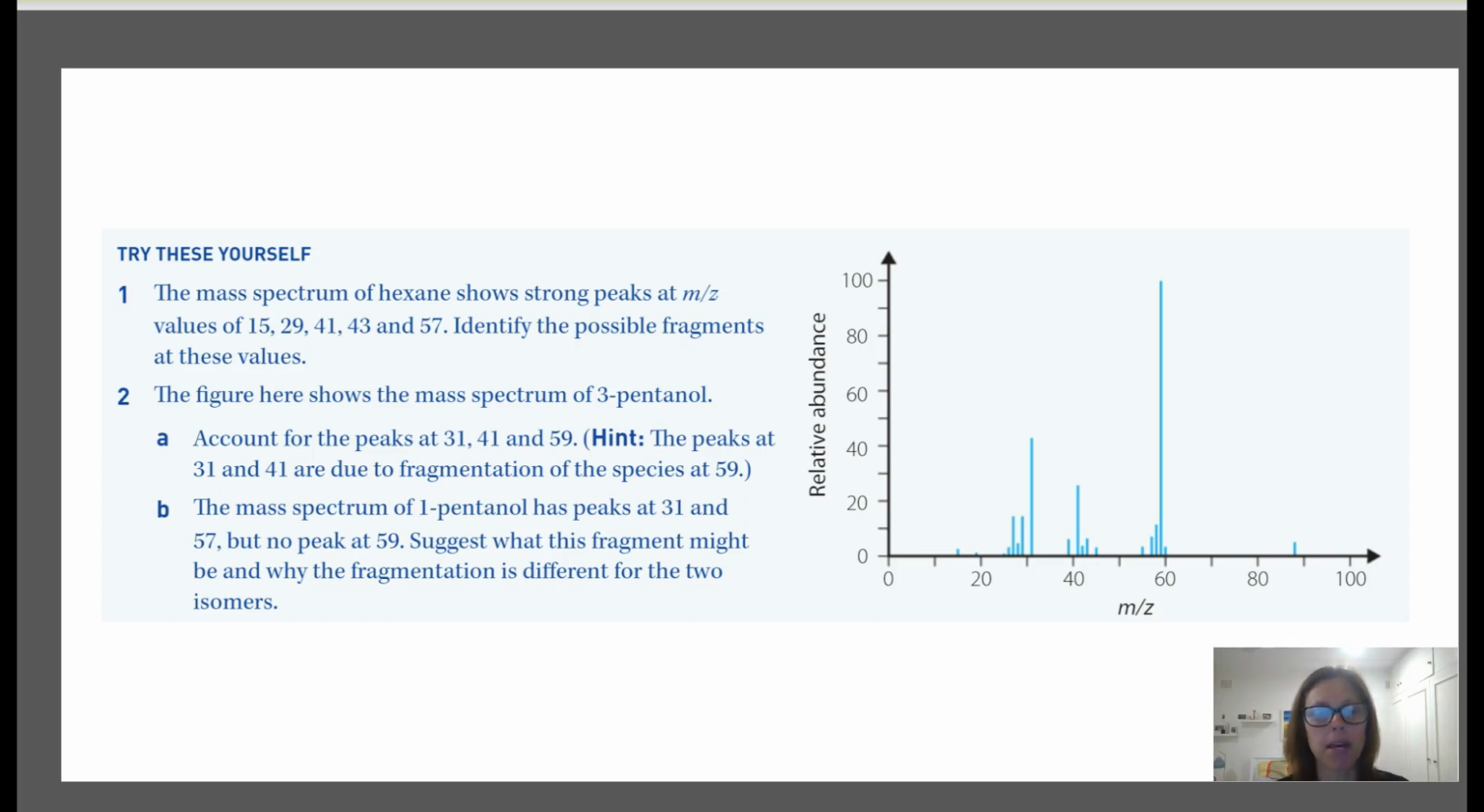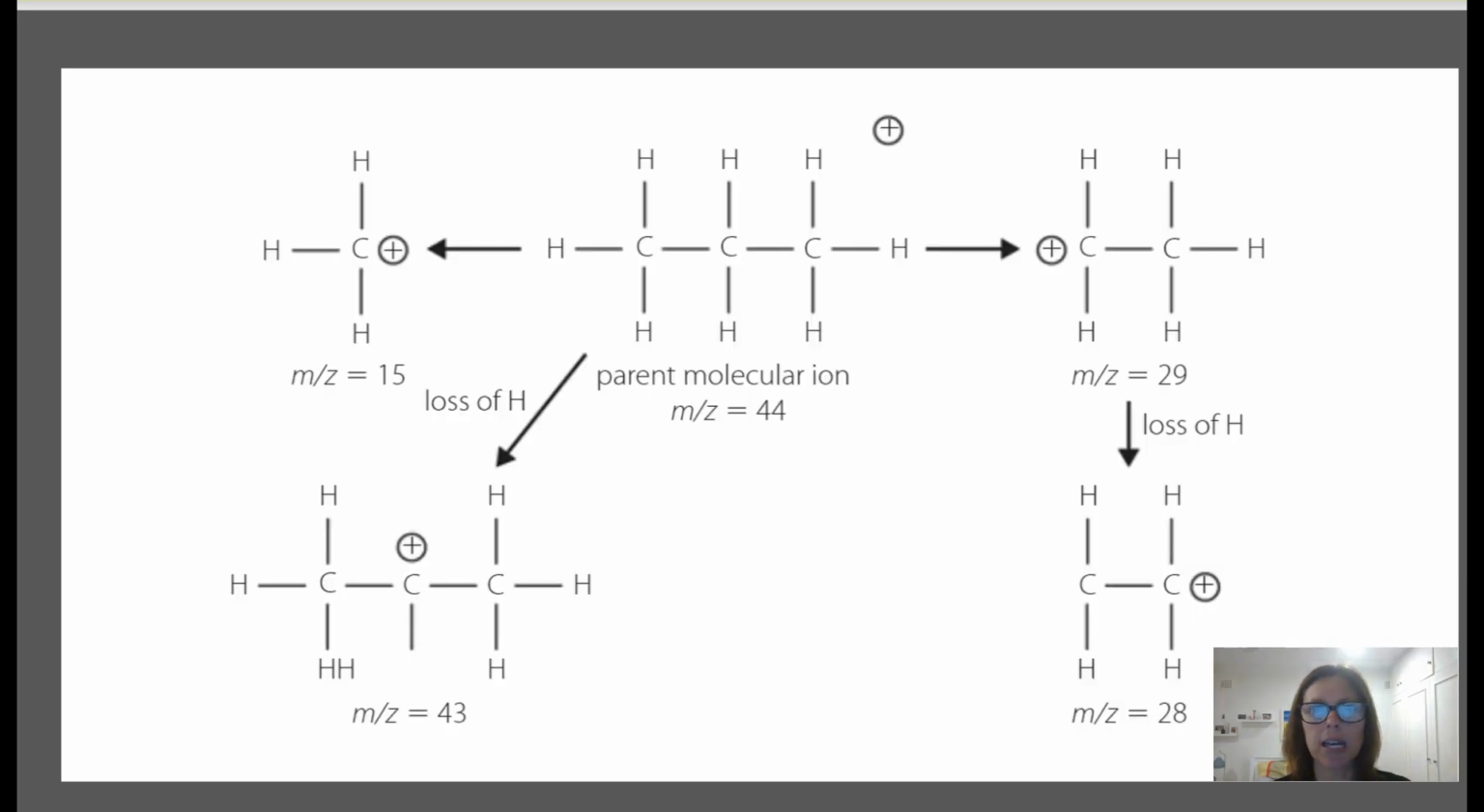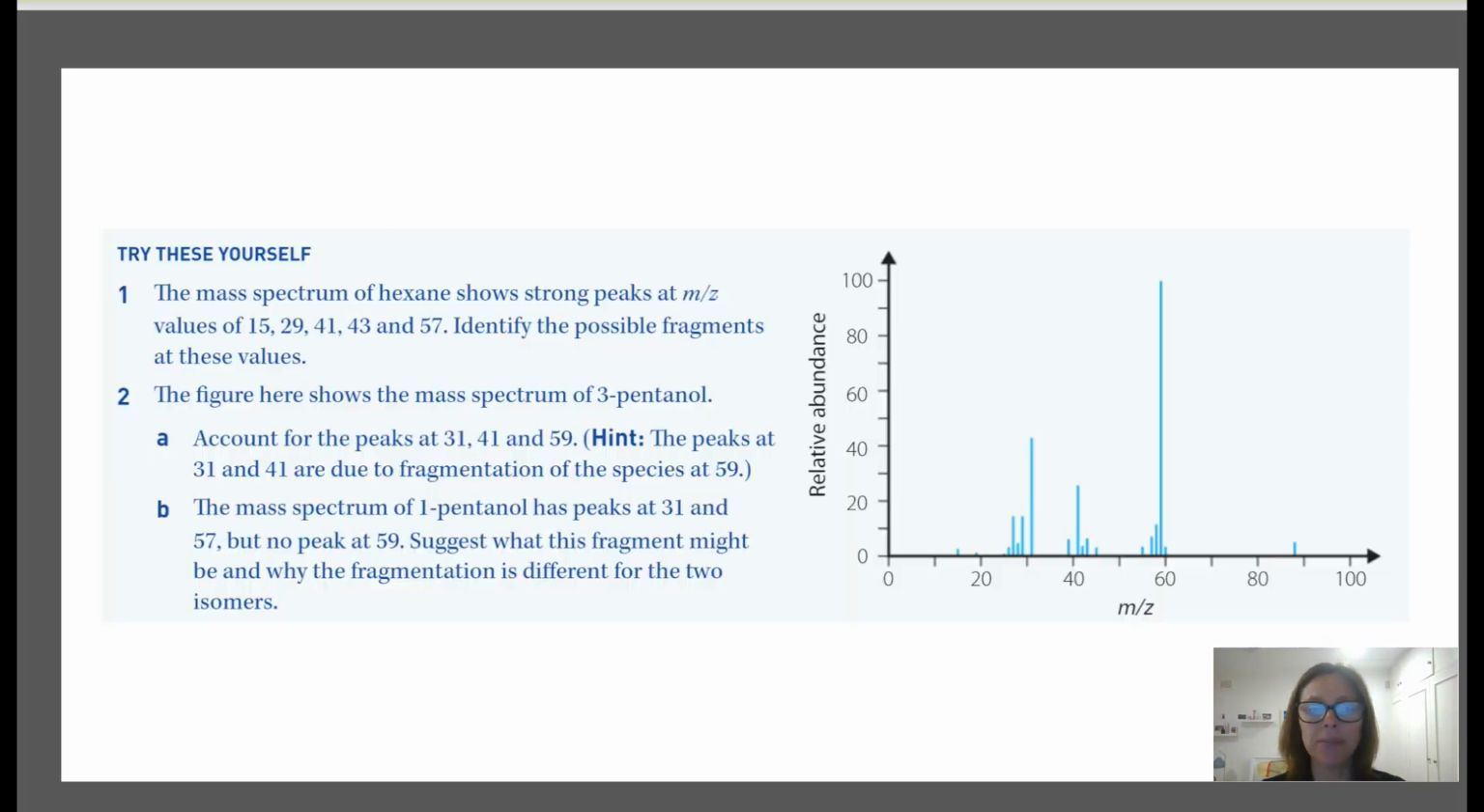Here we have a mass spectrum of hexane showing some peaks at 15, 29, 41, 43, and 57. It's telling you already it's hexane. Write out your structural formula of hexane. Draw some diagrams like what we're seeing in this one here to help you break it down. See if you can identify any possible fragments. Actually, looking at that, it's talking about having a mass spec and it's giving you the peaks. Have a look at those and see if you can work that out.